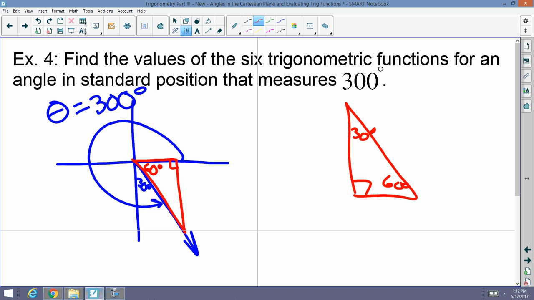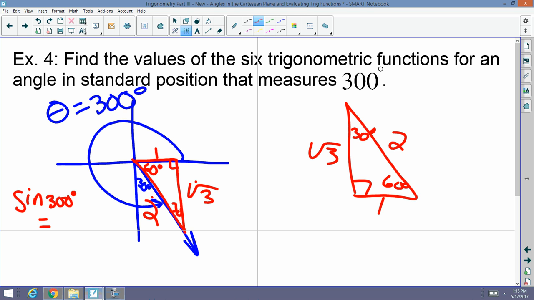So who's across the 60? Square root of 3, right? Who's across the 30? 30's here, 1. And who's the hypotenuse? 2. So now, guys, what is the sine of 300 degrees? Opposite over hypotenuse, so square root of 3 over 2. But guess what? That's a negative. Yes?